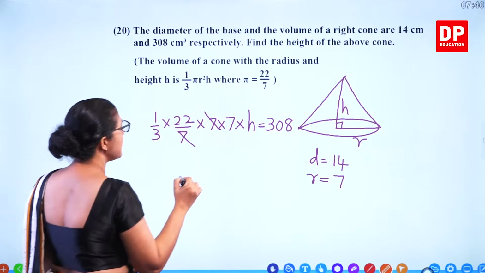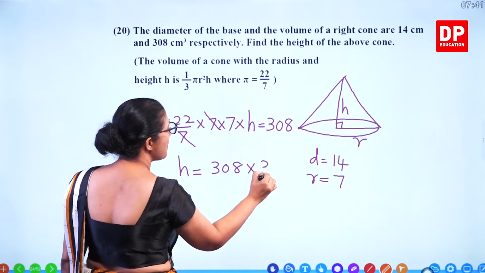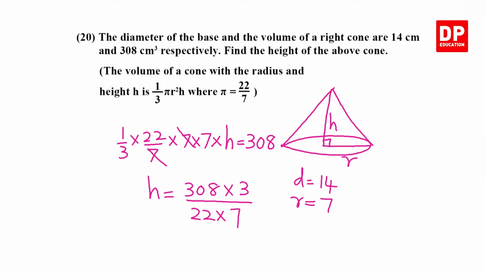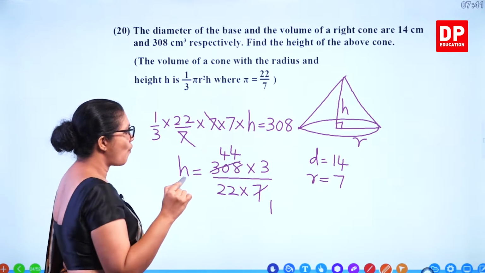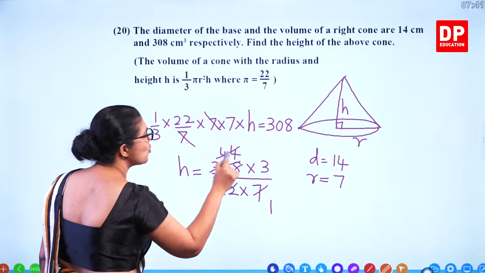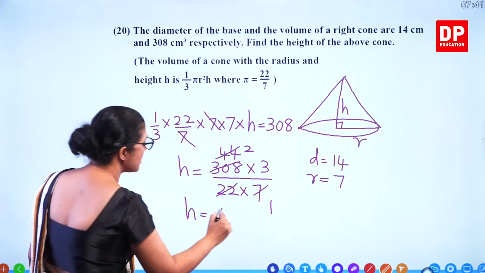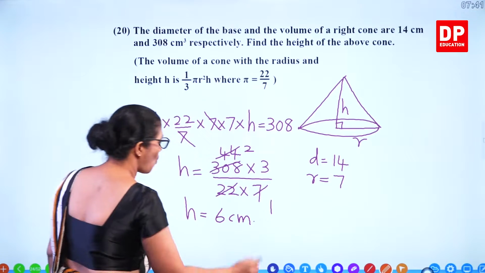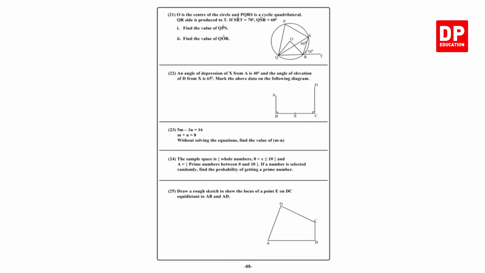Now, here 7 and 7 get cancelled out. So, what is h? 308. Here, you multiply by 3, divide by 22 and 7. So, you get 7 times 1, 7 times 4, 28, and 28 again, 4. So, now you can divide by 22. 22 times 2 is 44. So, what's the height? 2 times 3, 6. This is in centimeters. So, 6 centimeters is the answer. So, you get 2 marks for that. So, 1 mark here and 1 mark for the method. Now, you can try last 5 questions, 21 to 25.